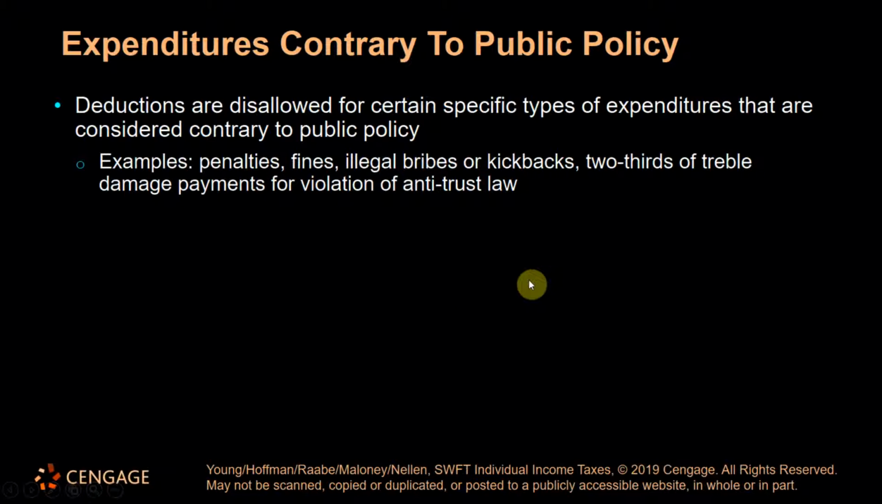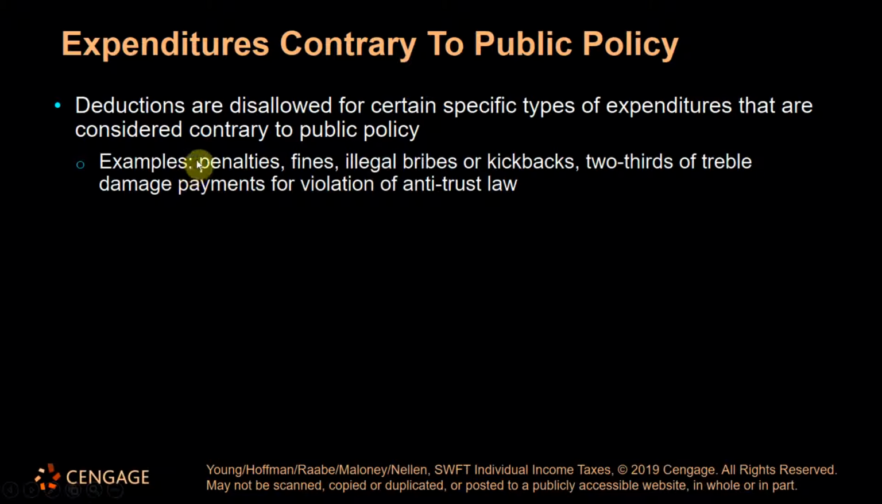Deductions are disallowed for certain types of expenditures that are illegal, such as penalties, fines, illegal bribes or kickbacks. Not that some penalties are necessarily illegal, but they're penalties incurred, and many of which are not deductible. Generally, if they're contrary to the public good or public policy, then fines, penalties, kickbacks, bribes, and 2/3 of treble damage payments for violation of antitrust laws, all of these kinds of expenses that are incurred are not deductible.